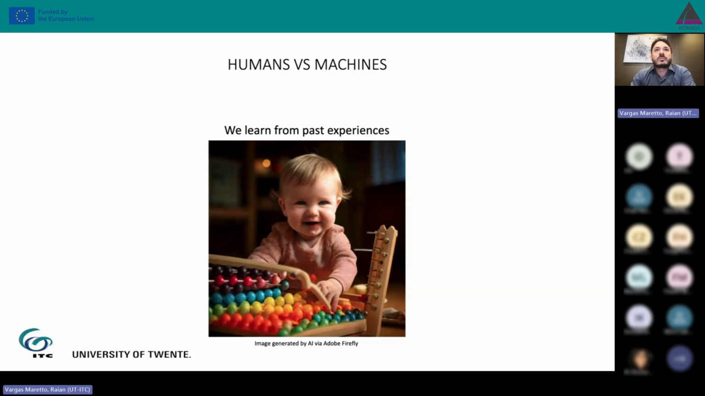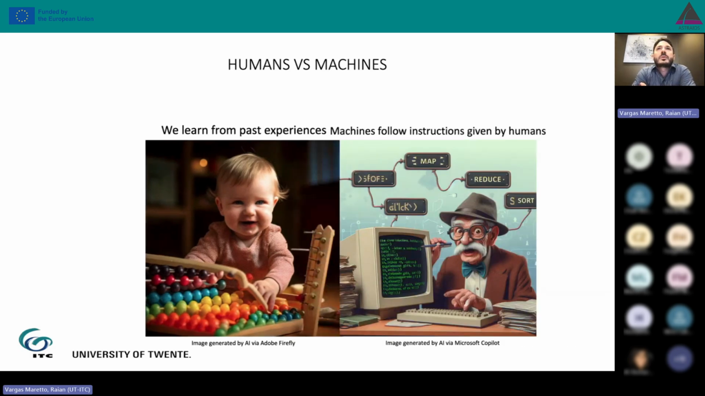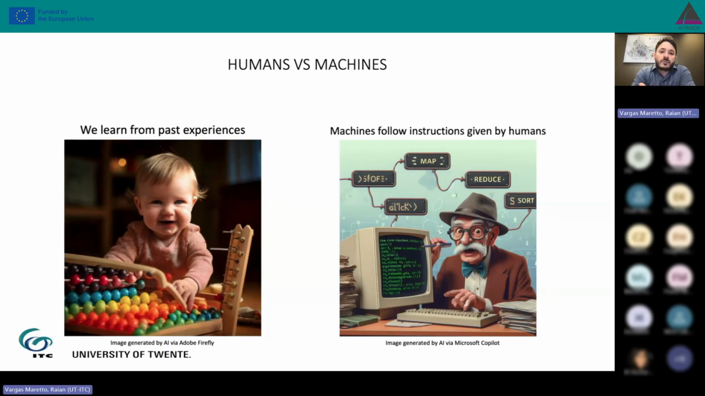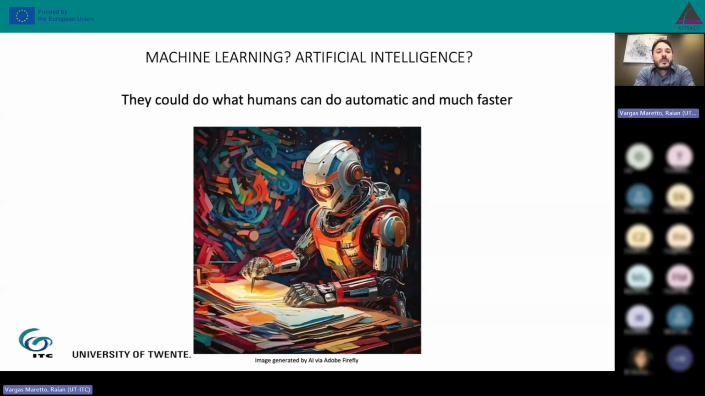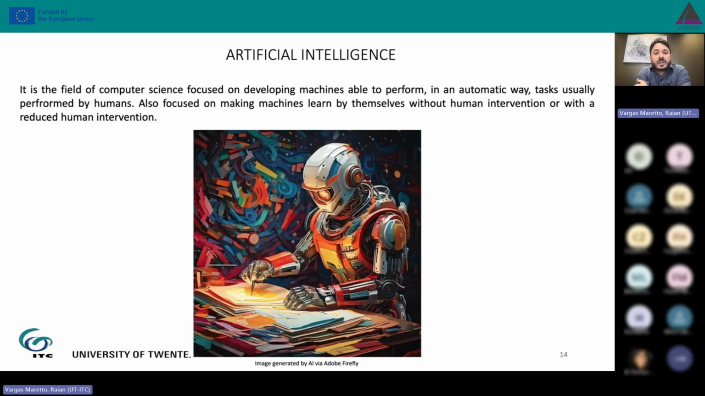Humans, we learn from past experiences, while the computers and the machines mostly follow instructions that are given by humans through mathematical and logical functions. Then, back in the 40s, some researchers started thinking, what if we could train the computers to learn from past data? Then we would manage to make the computers able to do tasks that humans do in an automatic way and much faster. And that's how the field of artificial intelligence started.